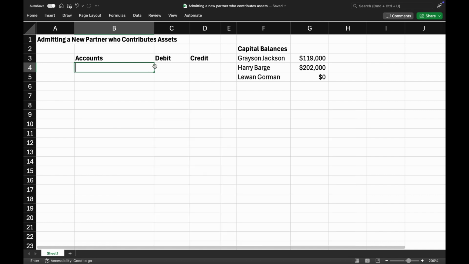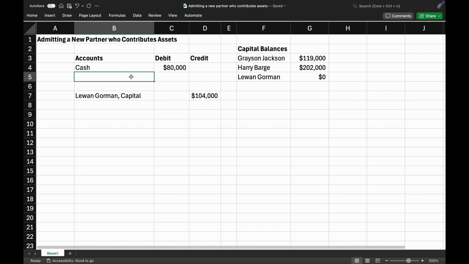For this journal entry, the first account being affected is cash, and it is increasing by a debit of $80,000. We know that Luane Gorman's capital account is being increased by a credit of $104,000, so we can put Luane Gorman capital $104,000.